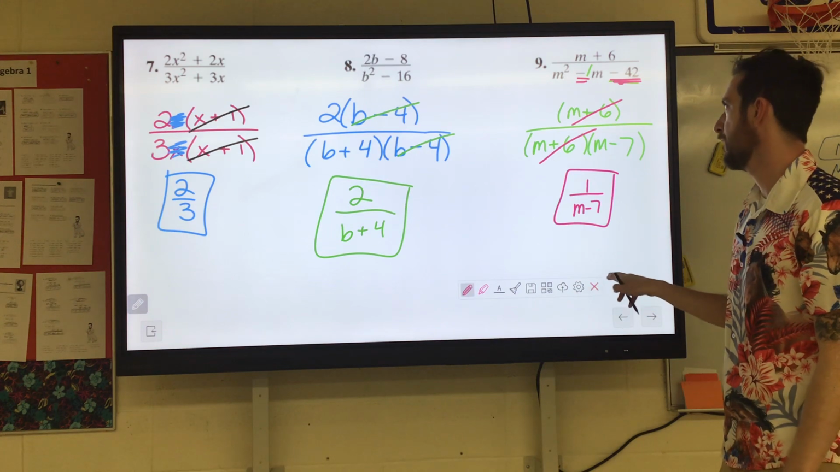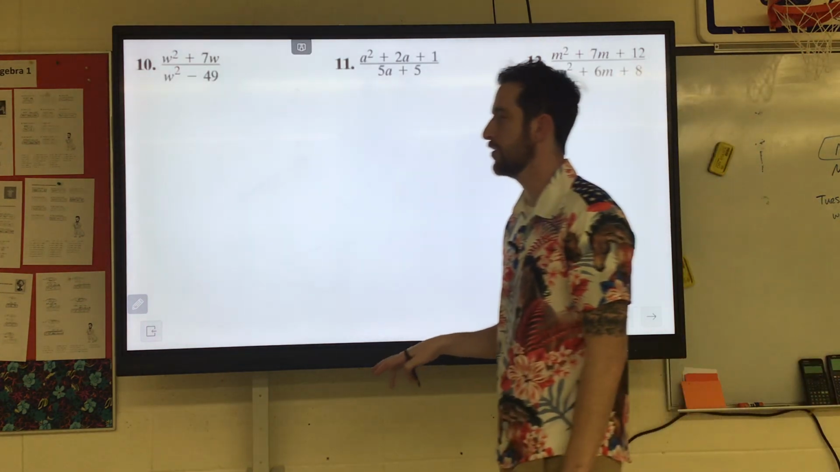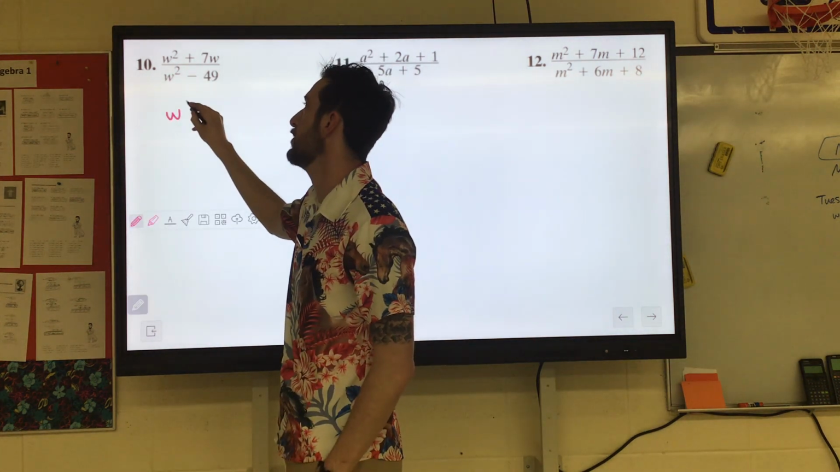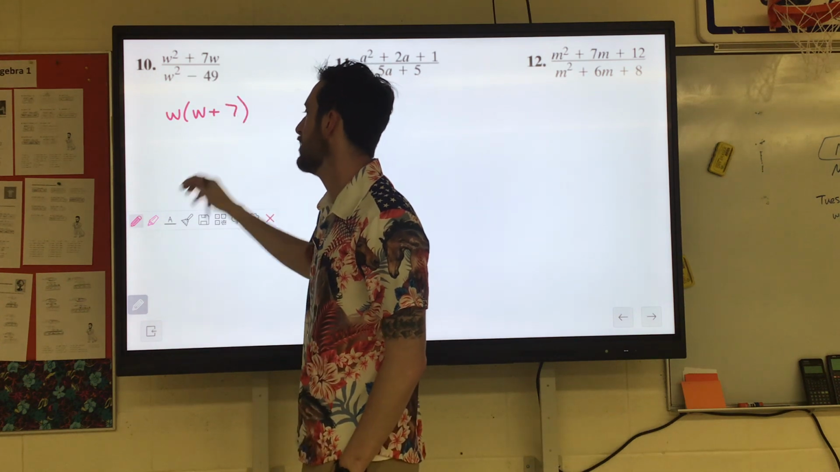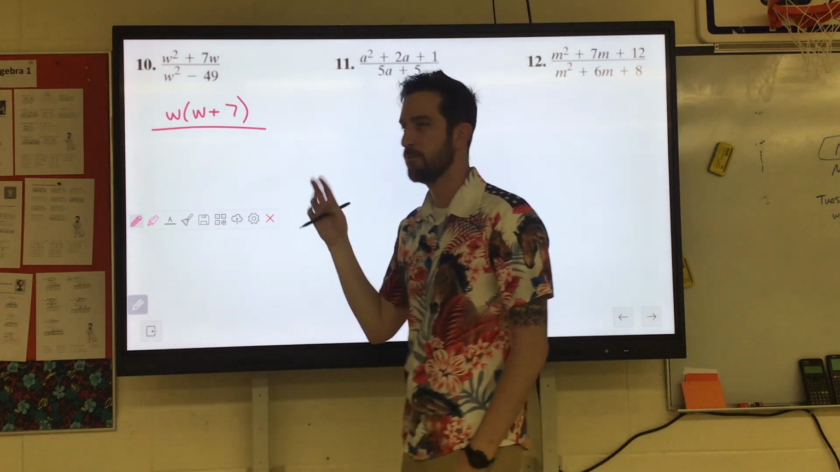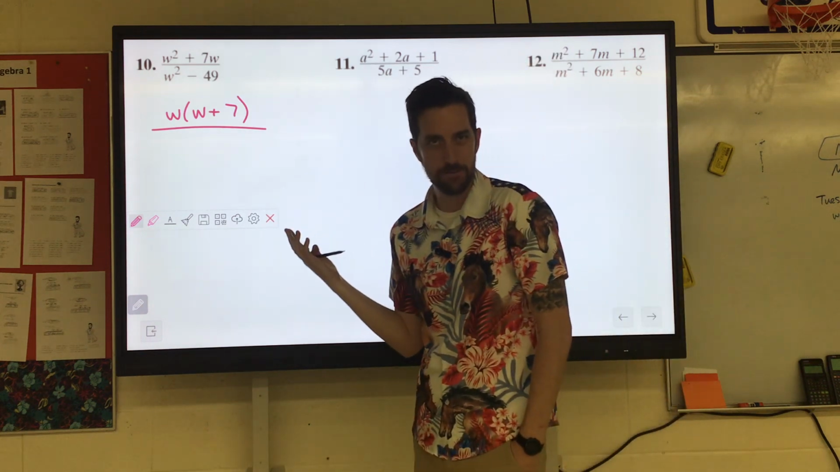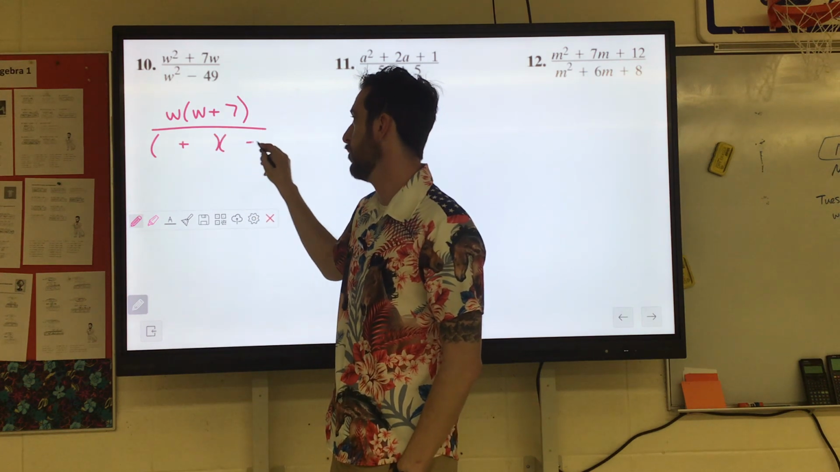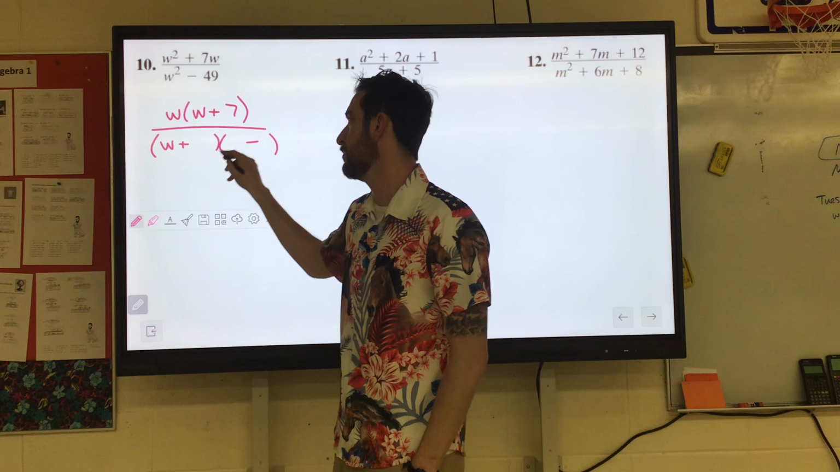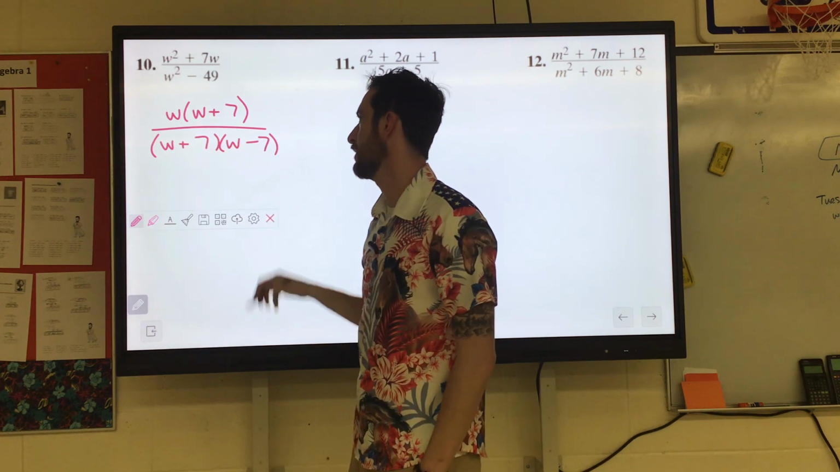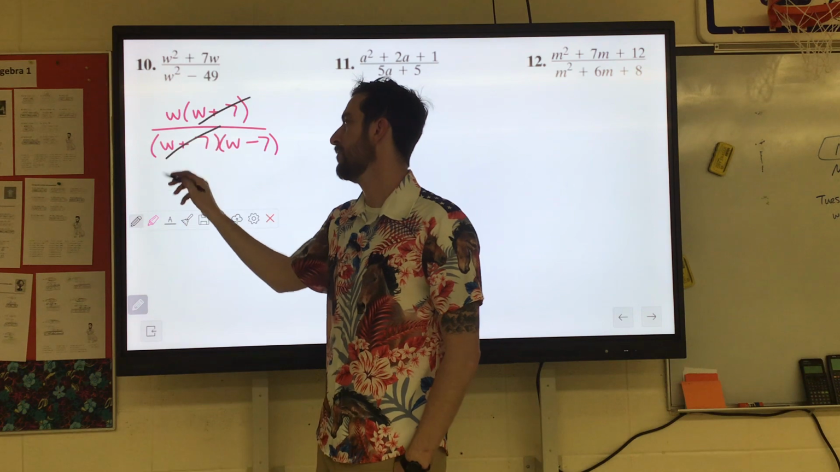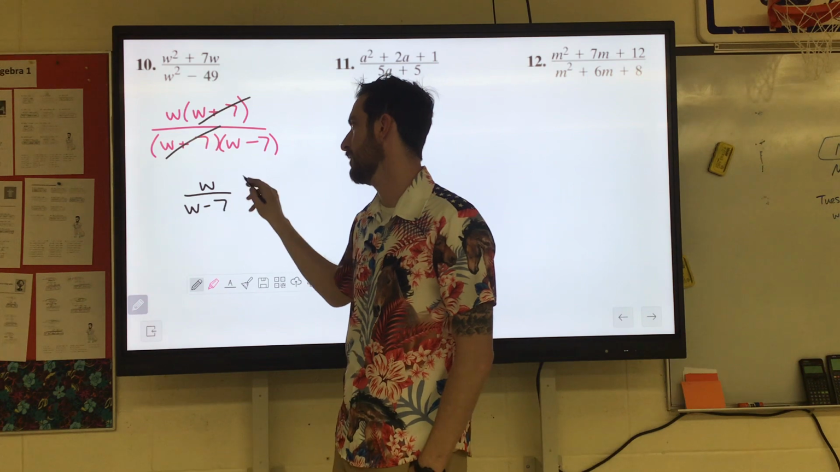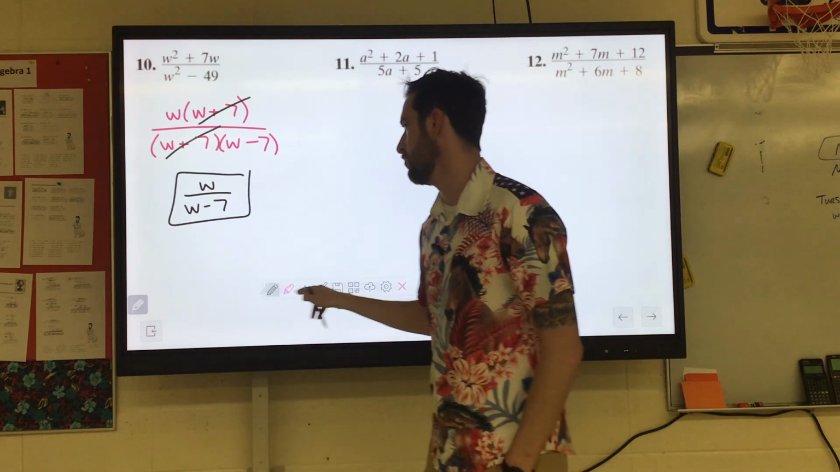We're killing it. Number 10, w squared plus 7w. They both have a w. So we could factor out the w, which would leave us with w plus 7. Fun. Denominator, those are both things that I can square root, and there's a minus in the middle. Difference of squares. Square root them both, put one with a plus, one with a minus. Square root of w squared is w. Square root of 49, 7. Now we can cancel out the w plus 7's. All we're left with in the numerator is w, denominator w minus 7. Don't cancel out the w's.